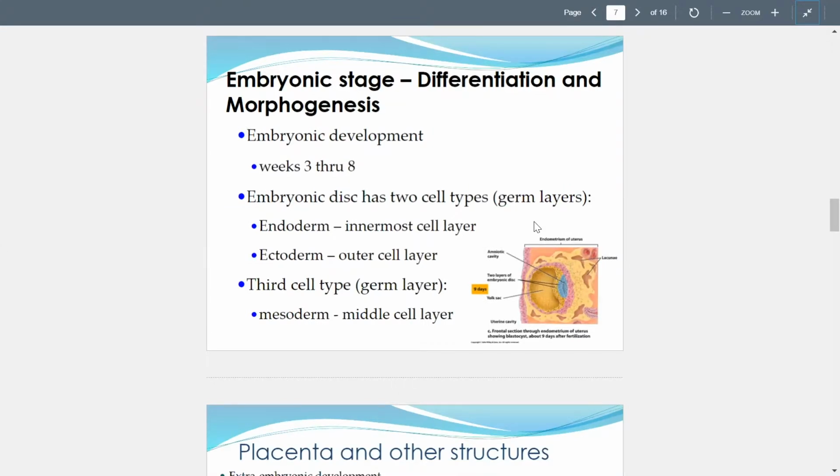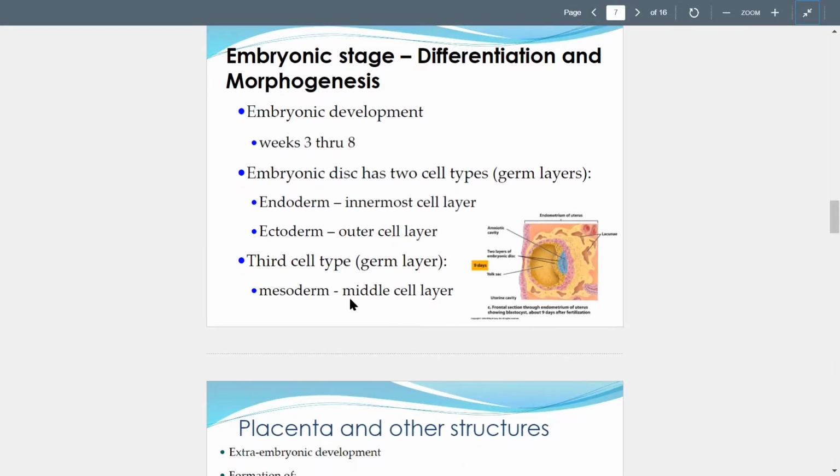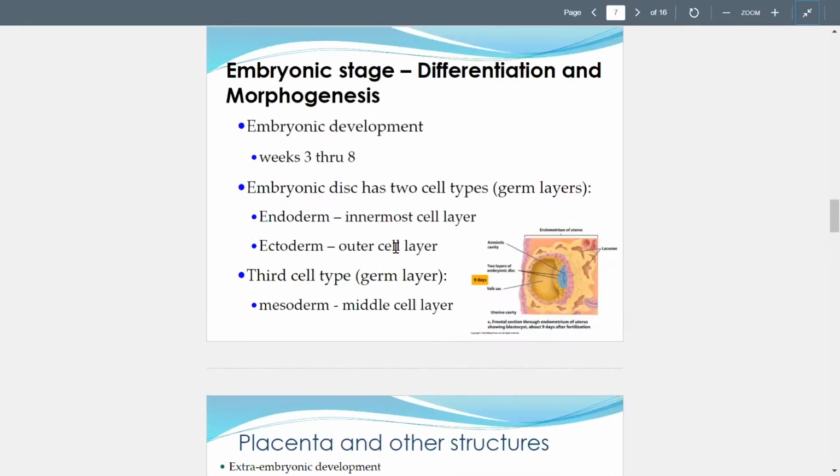Okay, embryonic stage, differentiation, and morphogenesis. So this is after cleavage, after all the cells are starting to divide. It's going to start forming into the baby. So embryonic development, weeks 3 through 8. And then the embryonic disc has 2 cell types, which are the endoderm and ectoderm. Endo is inside, ecto is outside. And then in the middle is the mesoderm. So meso, middle.